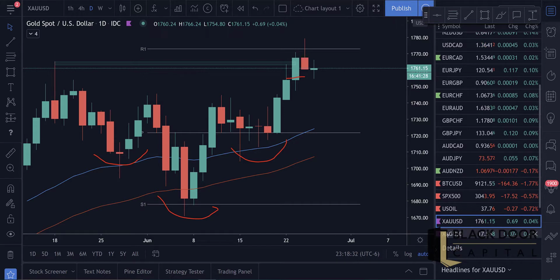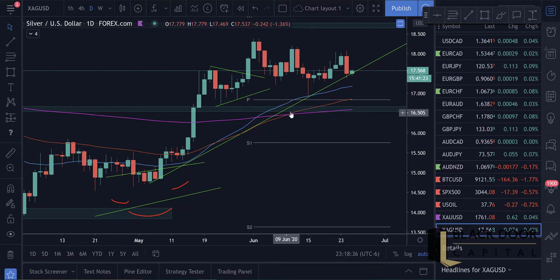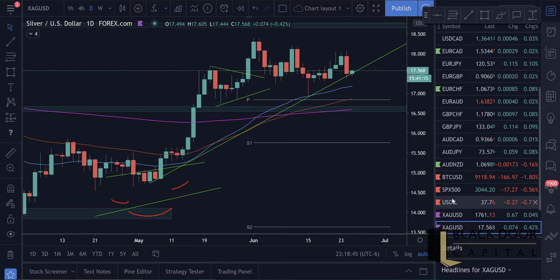And so I'm surprised silver has done what it did. I was expecting more of a breakout. I think a lot of people were. But let's see what the next few days offer.